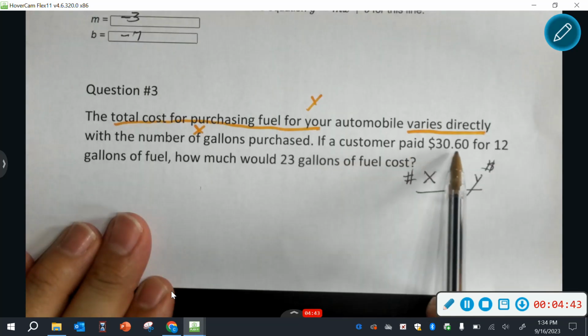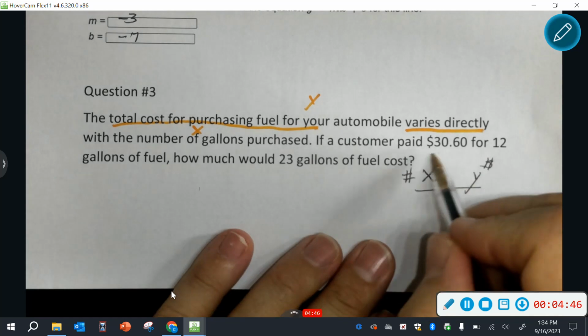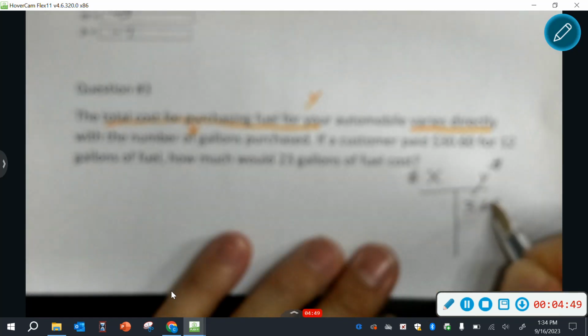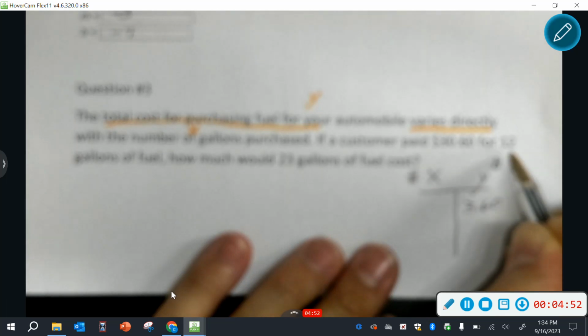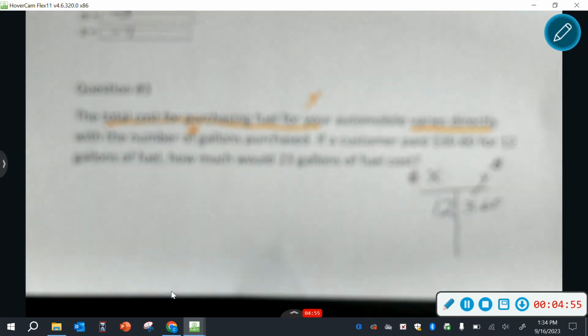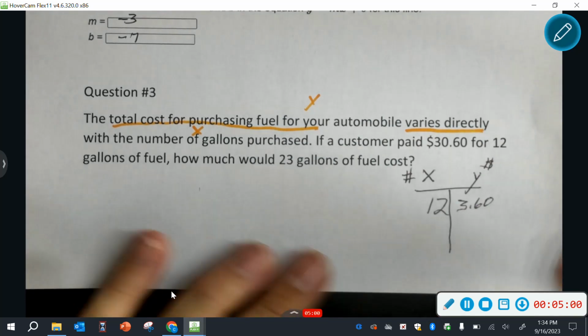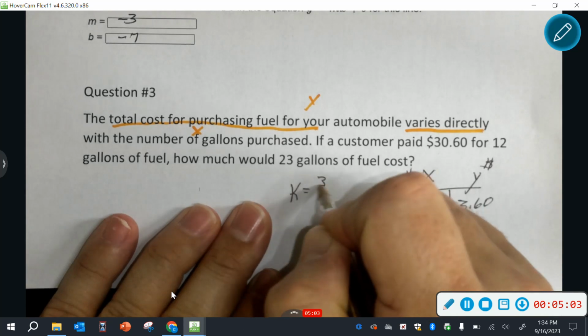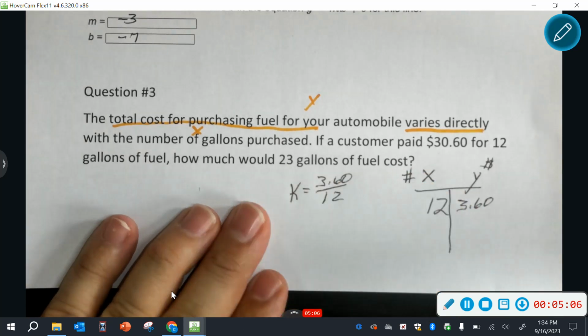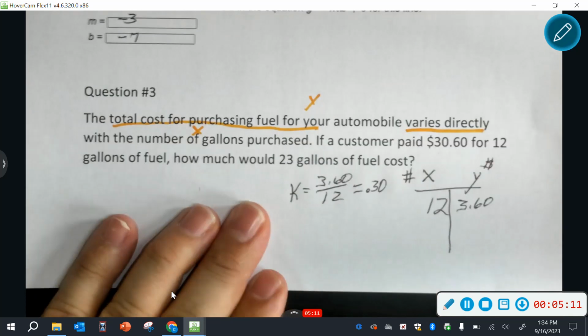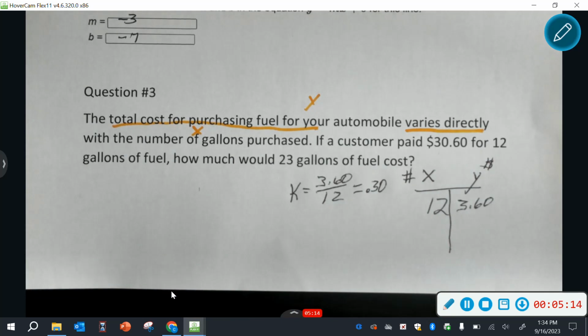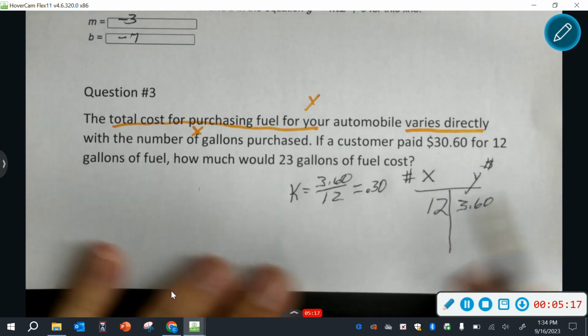So now here they give us an x and a y value. So if a customer paid $3.60, so again my price is going to be my y. And then the number of gallons of fuel, so that'll be 12. Okay. So this is a direct variation, so that means there's a k. So to get my k value, my k is going to be equal to 3.60 divided by 12, which gives us 0.30. Okay. So now it wants to know how much would 23 gallons of fuel cost.